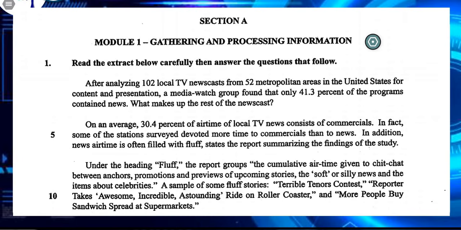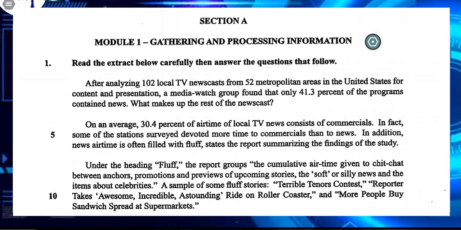After analyzing 102 local TV newscasts from 52 metropolitan areas in the United States for content and presentation, a media watch group found that only 41.3% of the programs contained news. What makes up the rest of the newscast? On an average, 30.4% of airtime of local TV news consists of commercials. In fact, some of the stations surveyed devoted more time to commercials than news. In addition, news airtime is often filled with fluff, states the report summarizing the findings of the study.